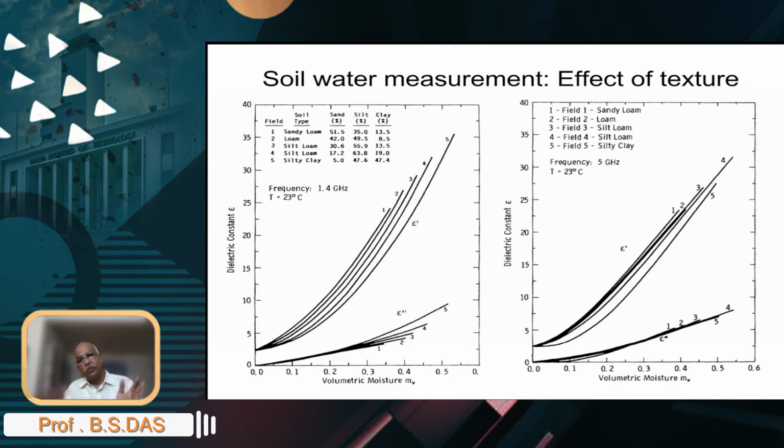You see that most of these different soil types are kind of coalescing and merged with each other, telling us that you probably can use just a single relationship between the dielectric constant and volumetric water content across different soil textures, and should be able to use it as an indirect estimation process for volumetric water content from dielectric constant.